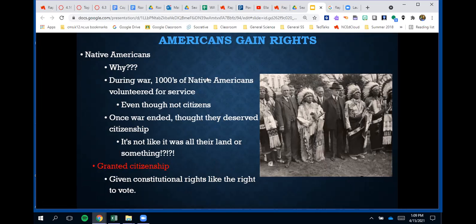Yeah, although they do get it after World War I. So they're given citizenship. Yeah, the Lumbee are still asking for recognition from the federal government today, literally today. They're still asking Joe Biden to recognize them as a tribe.